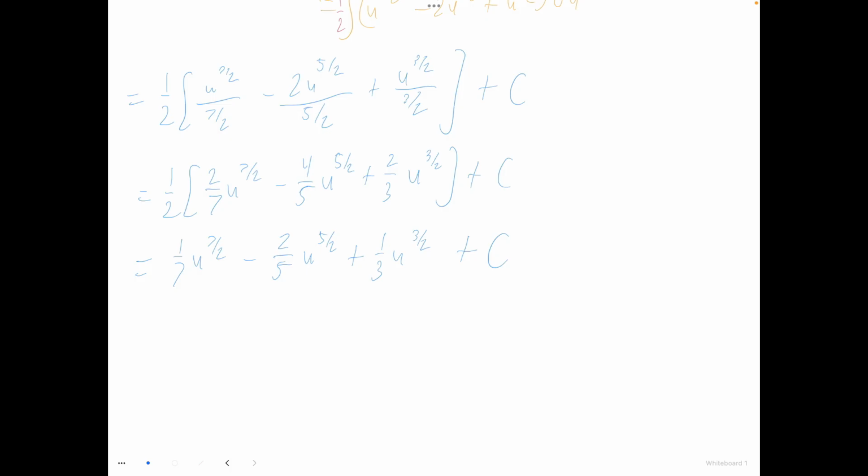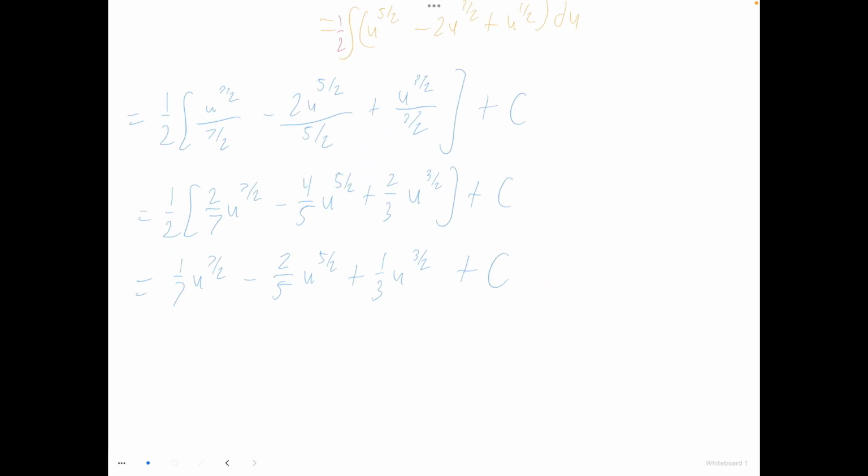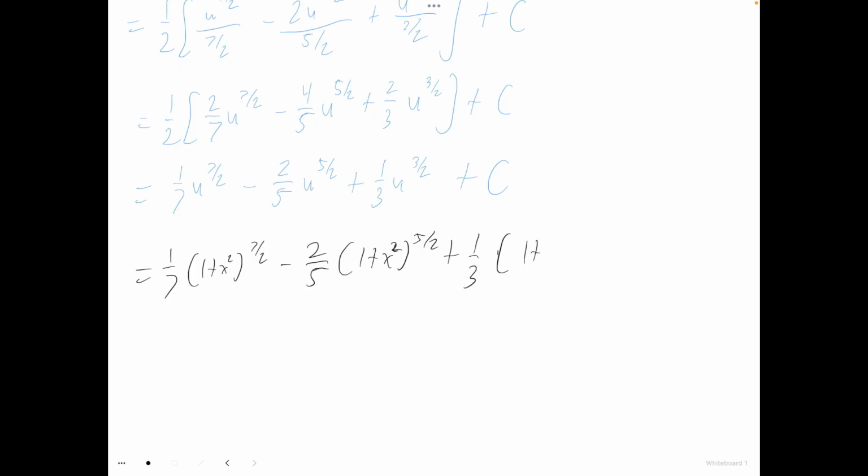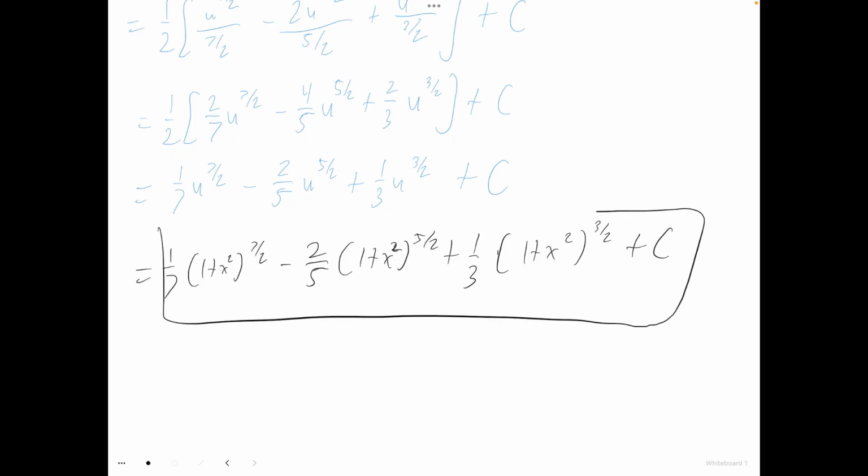But now we need to plug our x back in. And so remember what u was. u is 1 plus x squared. So everywhere I see a u, I'm going to replace it with 1 plus x squared. So I have 1/7 times 1 plus x squared to the 7/2, minus 2/5 times 1 plus x squared to the 5/2, plus 1/3 times 1 plus x squared to the 3/2 plus c. And that then is our function.